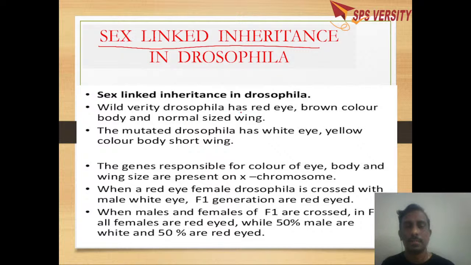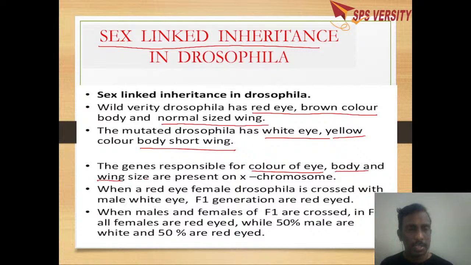where we are seeing the wild variety Drosophila, that is red eye, brown body, and normal sized wing. These are the wild variety. The mutated type is white eye, yellow body, and short wing. The genes which are responsible for eye color, body color, and wing size are present on the X chromosome. They are not present on the Y chromosome. When a red-eyed female is crossed with a white-eyed male, we got a red-eyed F1 generation. When male and female F1 are crossed, in F2 we got 50% white and 50% red.